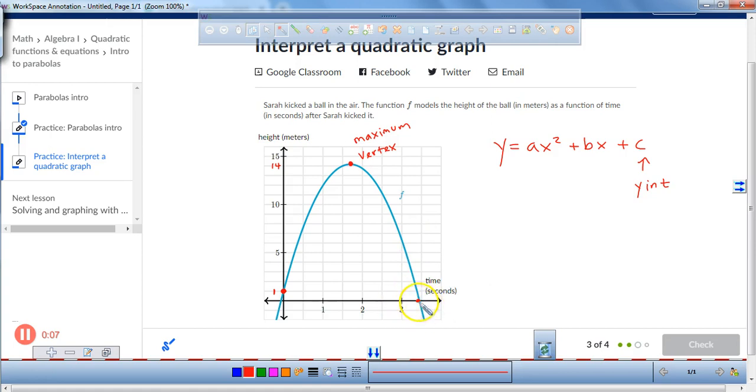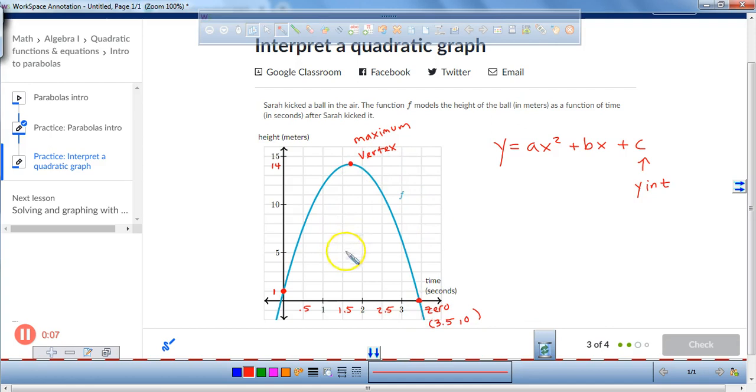Okay, this point right here is called the zero of the function. All right, and we're going to estimate it's about 3.5. All right, because it looks like these are all 0.5. That's 0.5, 1. We got 1.5. All right, 2, 2.5, 3, and then 3.5. So our 0 is at 3.5.